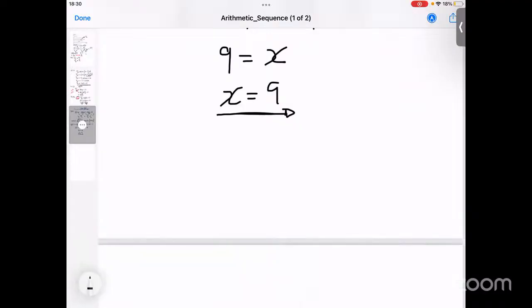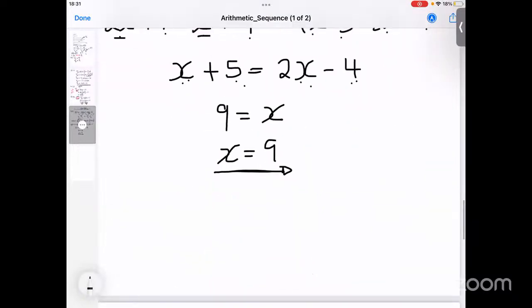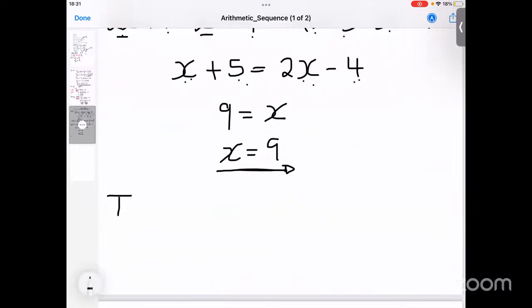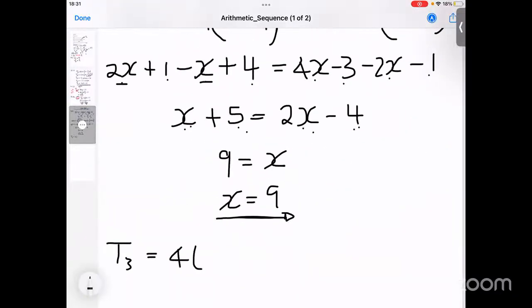So what I mean by that is you will therefore say 4 into 9 minus 3. So that means your term 3 should be equals to 4 into 9, because the x value is 9, minus 3, and that ends up being 4 times 9 minus 3. It is 33. Yes, it is 33.